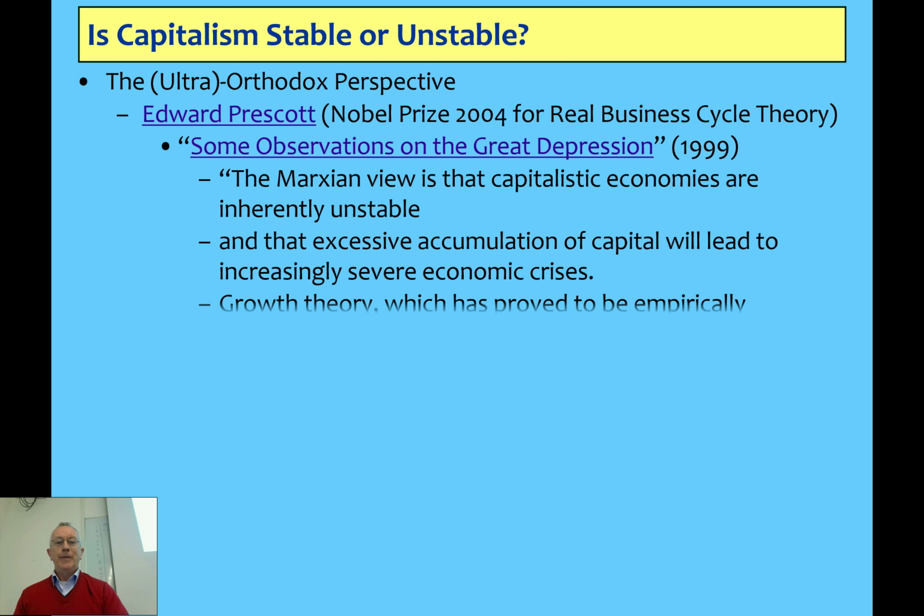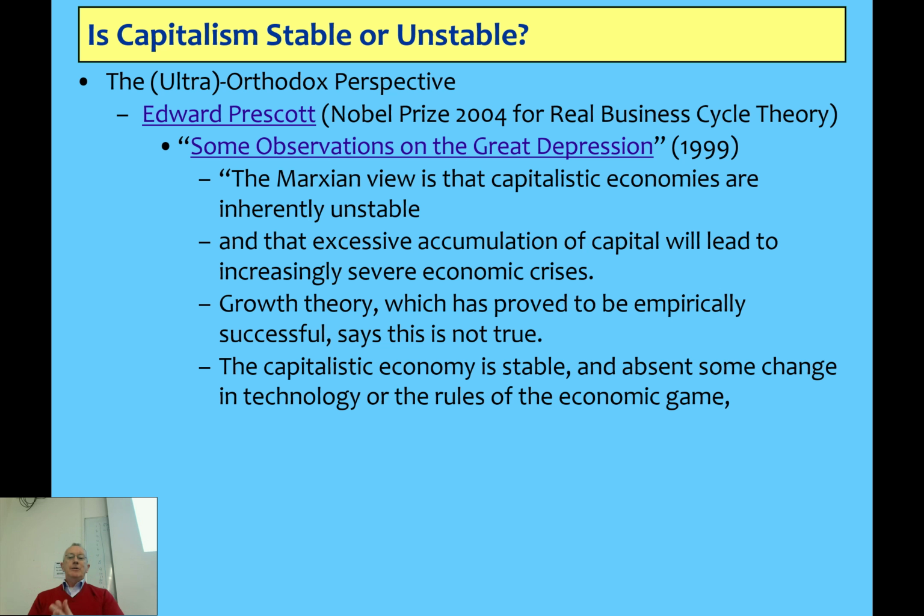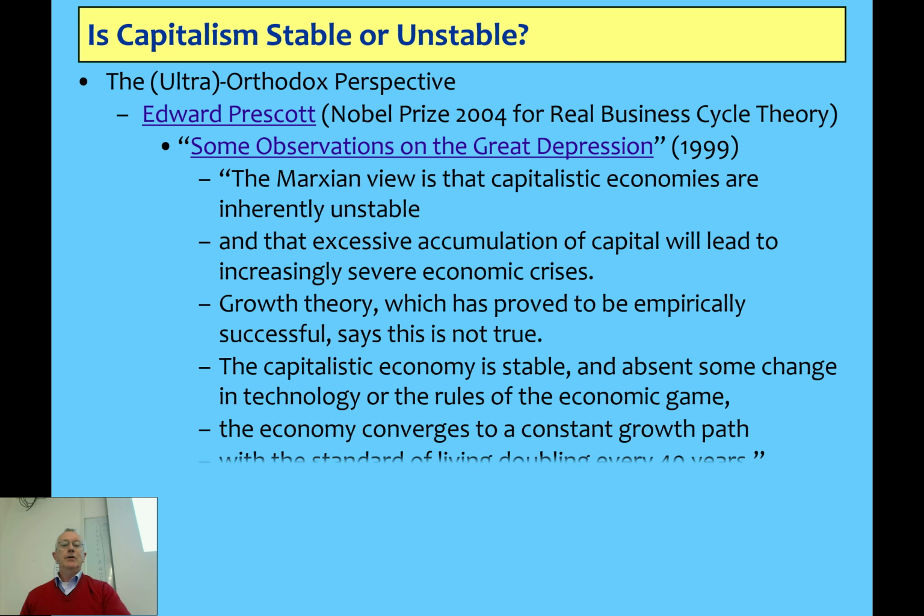Unfortunately, he kept on going, and he then said growth theory, which has proved to be empirically successful, which is total crap. Just tell that to Robert Solow, he'll be rolling around on the floor laughing, saying how nonsensical that proposition is. And Solow was the second inventor of growth theory. So the capitalist economy is stable and absent some change in technology, the economy converges to a constant growth path with a stable doubling every 40 years. And of course, saying this in 1999, he got away with it to some extent, but of course after 2007, doesn't look so crash hot.